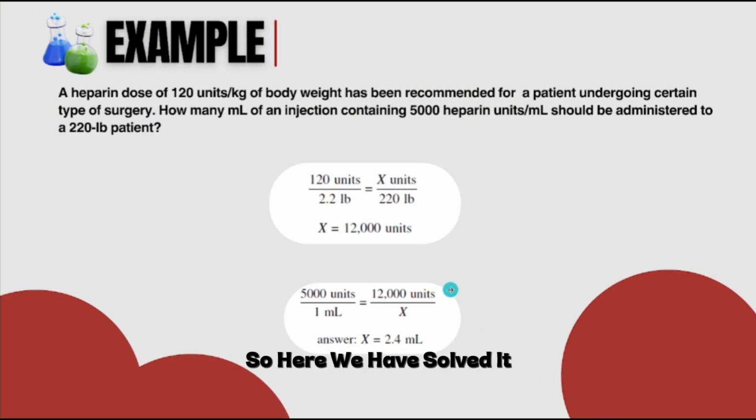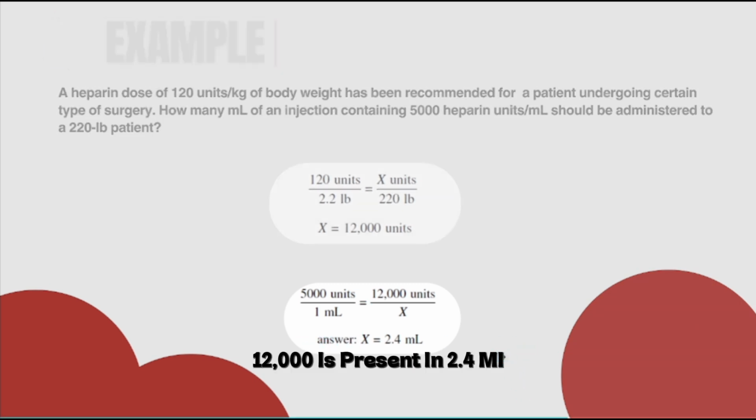So here we have solved it for x, and we find 12,000 units. So 5000 is present in 1 ml, 12,000 is present in 2.4 ml.